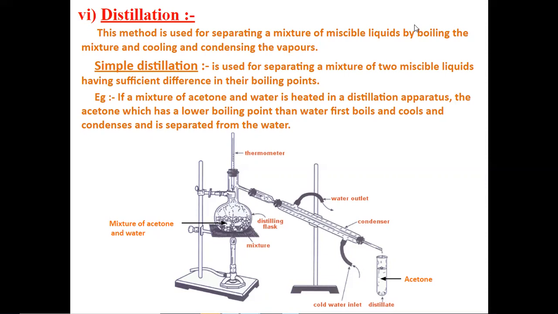Distillation is of two types. One is simple distillation, another is fractional distillation. Today we will cover simple distillation. You can see this setup on the screen. The mixture of acetone and water is taken in this flask, and the name of the special flask is distilling flask. It is being provided heat. You can see what happened when it is heated.